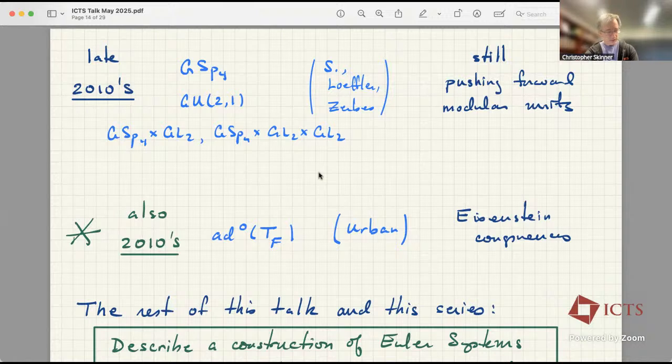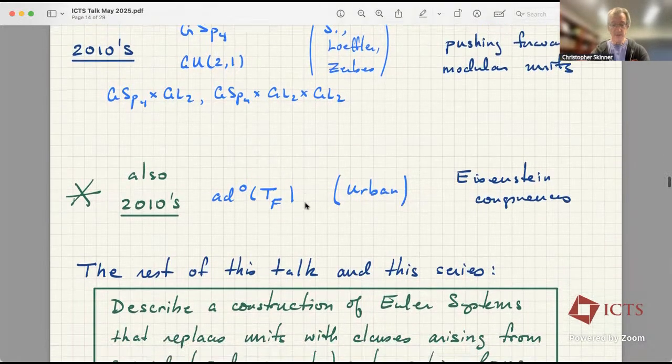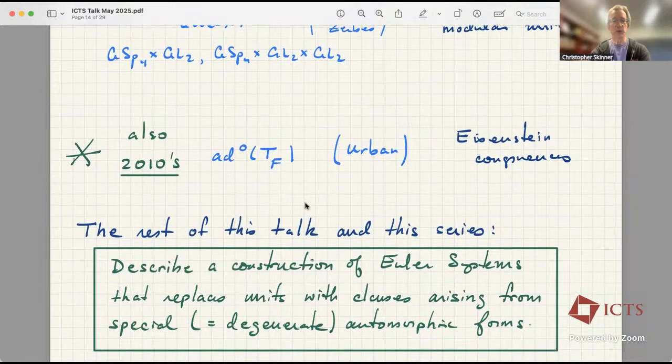It's closely, well, there's been a lot of progress recently, closely paralleling the work in Euler systems in the sense of Rubin et al. from a few decades ago. There may even be some talks in this workshop or next week where some of this progress is described. But I had to choose my theme and stick to it. All right, so the rest of this talk in this series is going to describe a construction of Euler systems that replaces all these units with classes arising from special automorphic forms.